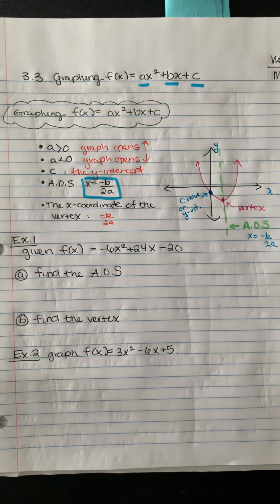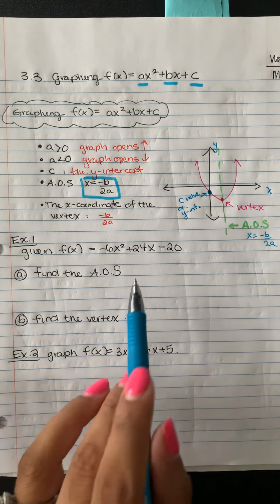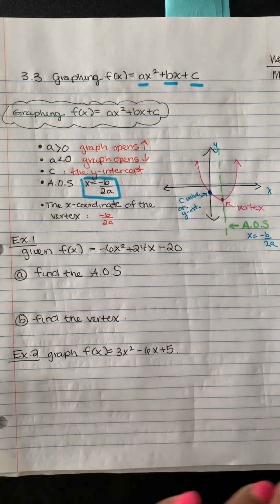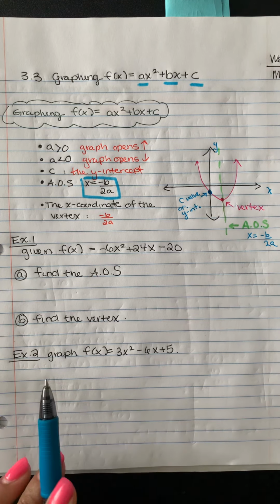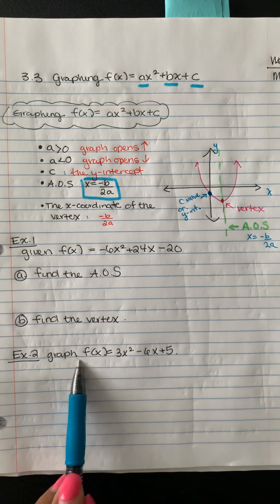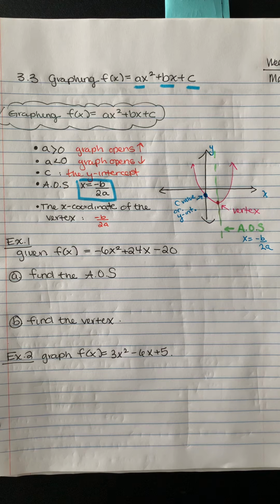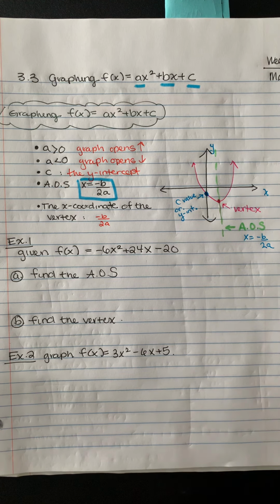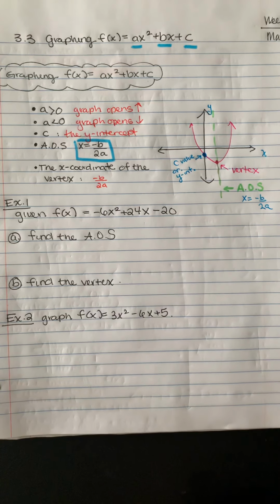Okay, so example 1, they're going to give us a function, and they're going to ask us to find the AOS without even graphing. Find the AOS, identify what your A, B, and C are, and then it's going to ask us to identify the vertex. This is going to be the starting point, step 1 and step 2, when we're going to graph in standard form. Again, it's standard form. So the first thing that we're going to do is take a look at finding the AOS.